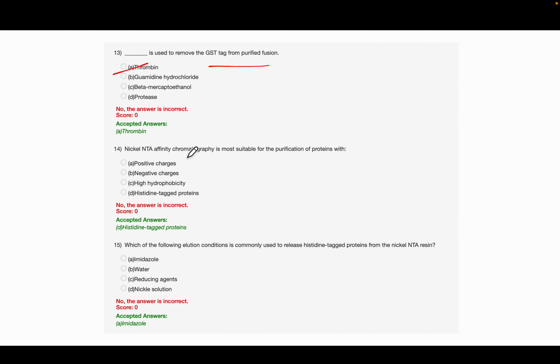Nickel affinity chromatography is most suitable for the purification of protein with histidine tag. Which of the following elution conditions is commonly used to release histidine tagged proteins? We have talked about this: imidazole is similar to histidine, so it has higher affinity and competes for binding. That's why we use imidazole to elute those histidine tagged proteins.